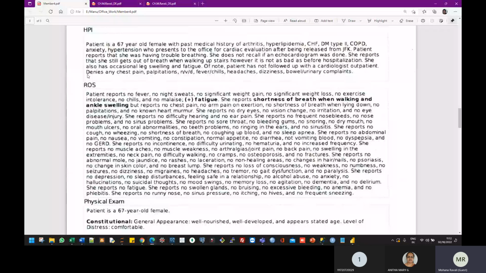Patient reports no fever, no night sweats, no significant weight gain, no significant weight loss, no exercise intolerance, no chills, no complaints. But that is also present in the PDF. Why did they keep "no" there after doing all those tests? They kept "no". Now, when I'm highlighting a word, that word comes out. By chance, she's actually not having some problem. But suppose that word comes out and tells us she is having a problem, we will definitely give treatment for that.